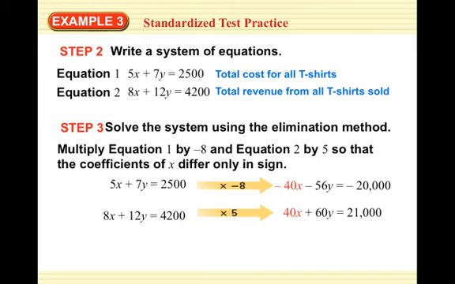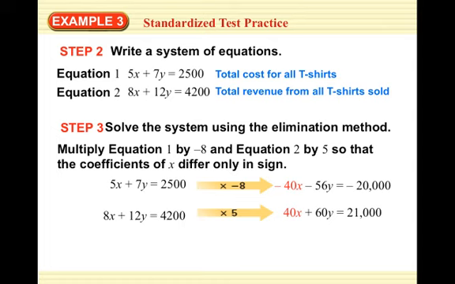Sorry about that. 12 times 5 is 60, and then 4,200 times 5 is 21,000. Okay, so now that we have opposites in front of our x values, which worked out really nicely, when we add them together, they will zero out. The x will be eliminated. That's why it's called the elimination method.